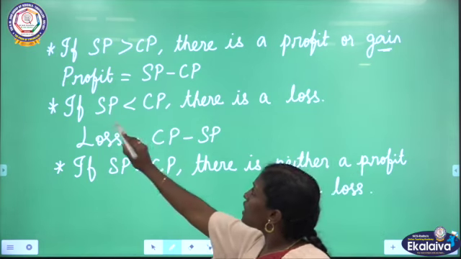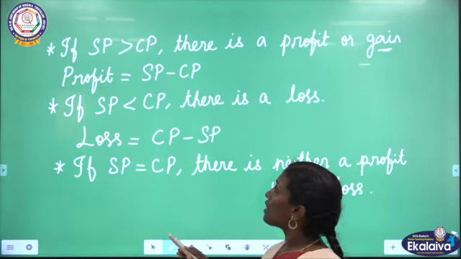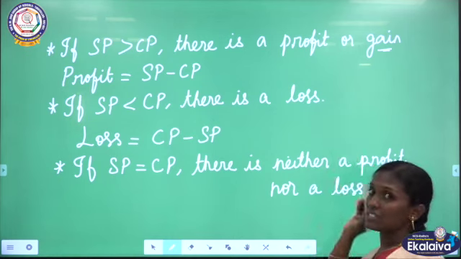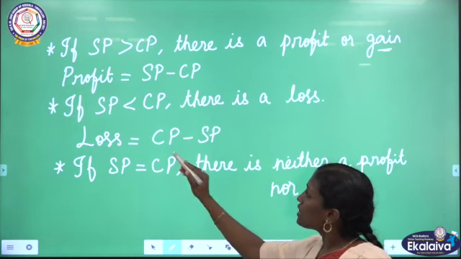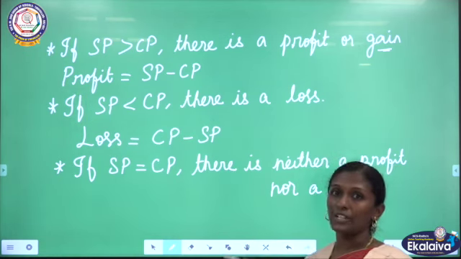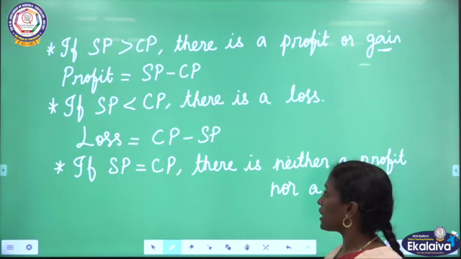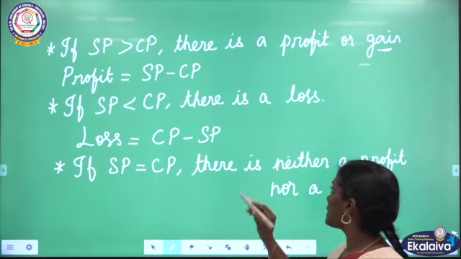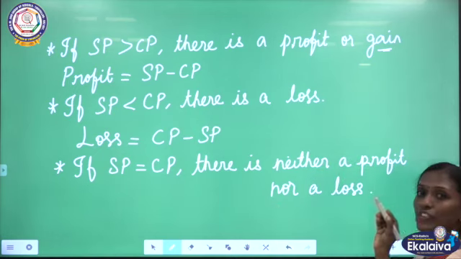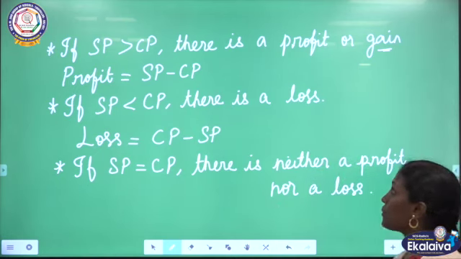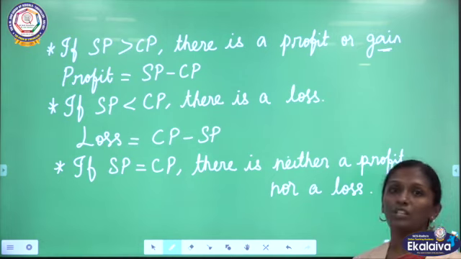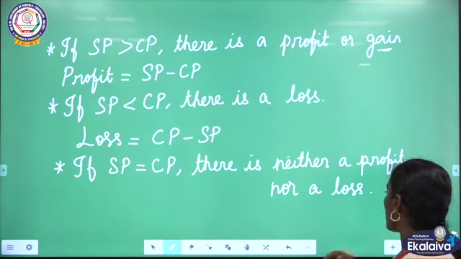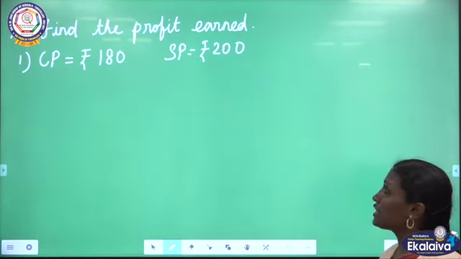Then if the selling price is less than cost price, that is a loss. To find the loss, cost price minus selling price. This is the formula to find loss. If selling price is equal to cost price, that is neither a profit nor a loss. Now, by using these two formulas, we are going to find the profit and loss.